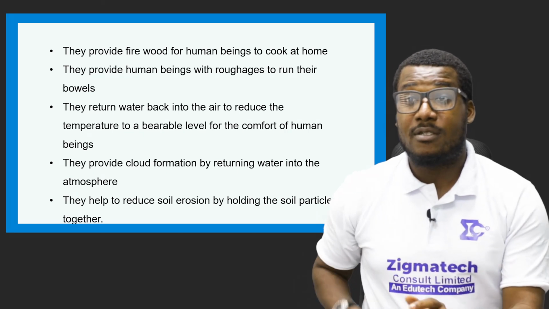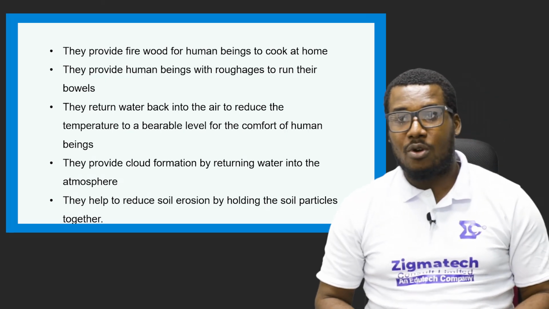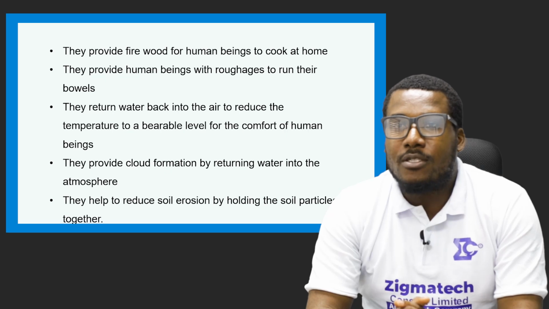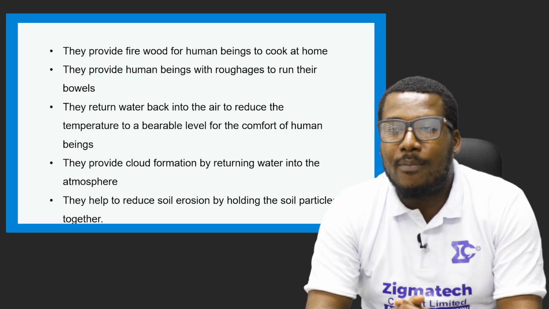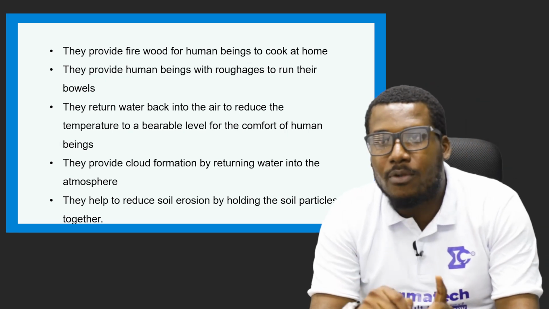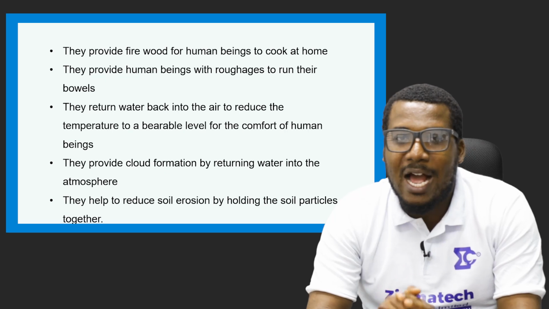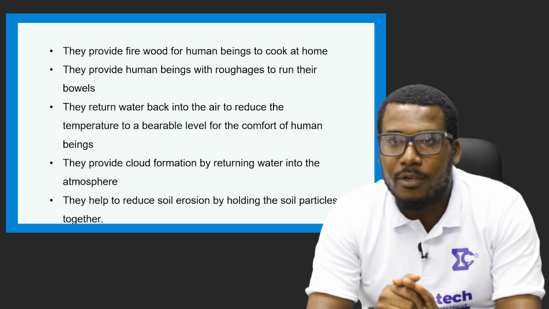They return water back into the air to reduce the temperature to a bearable level for the comfort of human beings. You know the water cycle? Yeah, the water cycle. Plant is very important in that cycle so that we can have beneficial and comfortable air to breathe.